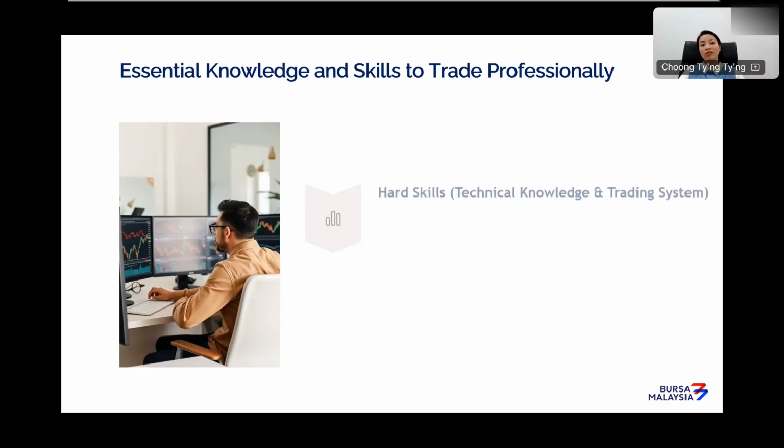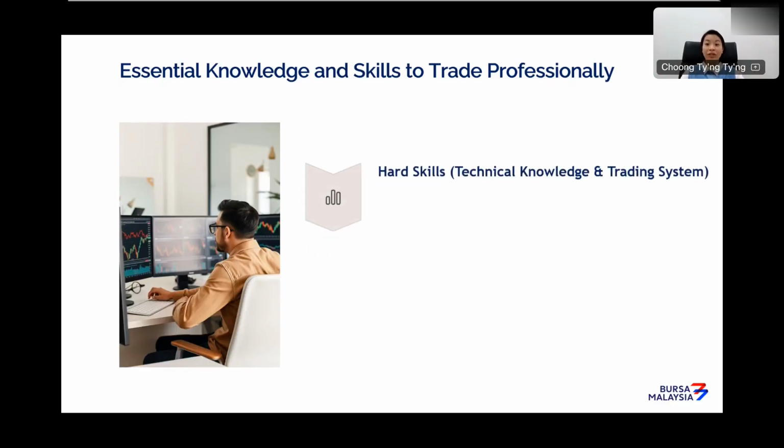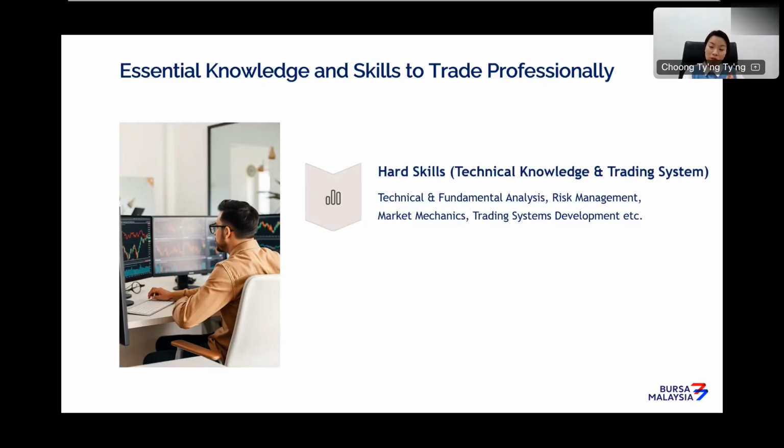So when it comes to skills and knowledge, we separate into two. One is your hard skill, which is your technical knowledge and trading system. How do you build your trading system? Within your trading system itself, there is your technical analysis, your fundamental analysis, your risk management, how to maximize your profit, how to minimize your losses, your optimization, your rules, your trading strategies, etc. So these are all categorized under the hard skill perspective.